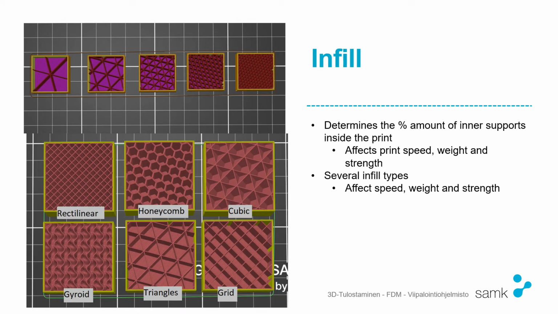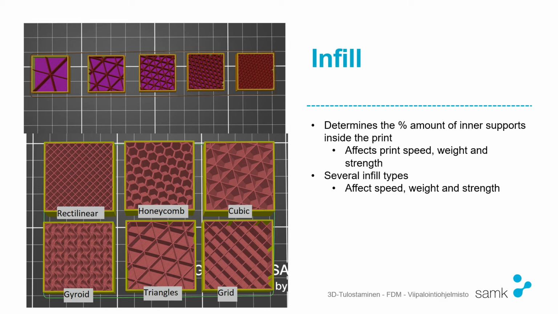Then the other significant setting, again, the infill. The infill determines the percentage amount of inner supports inside the print. You can see in the upper image, there's 5 cubes and each of them has a different amount of infill. In the first one, there's like 5%, second one is 10, then it's 15, then it's 30, and then it's 50. So the more percent it has, the more it will be filled. So this affects the weight of the piece and also the strength. And obviously the print time.